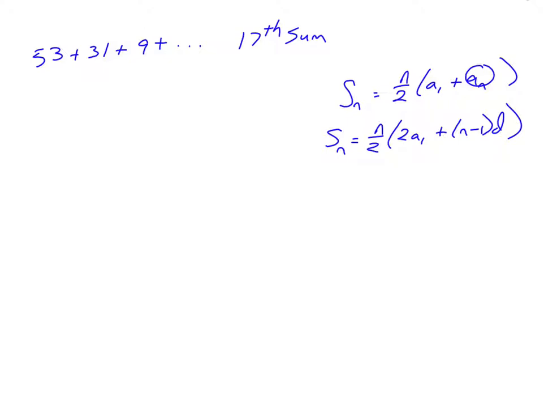So on the current series I'm working with, which one of those 2 formulas do I want to use? The first one or the second one? Second. I want to use the second one. So I'm going to have S sub 17. Why am I putting 17 there? Because that's the number of terms. So then I have 17 over 2 times, 2 times a sub 1, which is 53, plus 17 minus 1, times my common difference. What's my common difference? Negative 22.